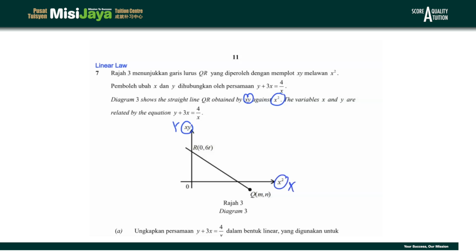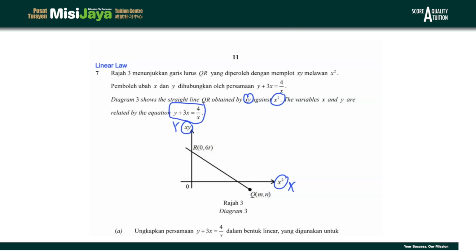So how do we know? Because this is already linear. The graph is a straight line. If it's not a straight line, then this won't be big X and big Y. They are related by this equation that is given.